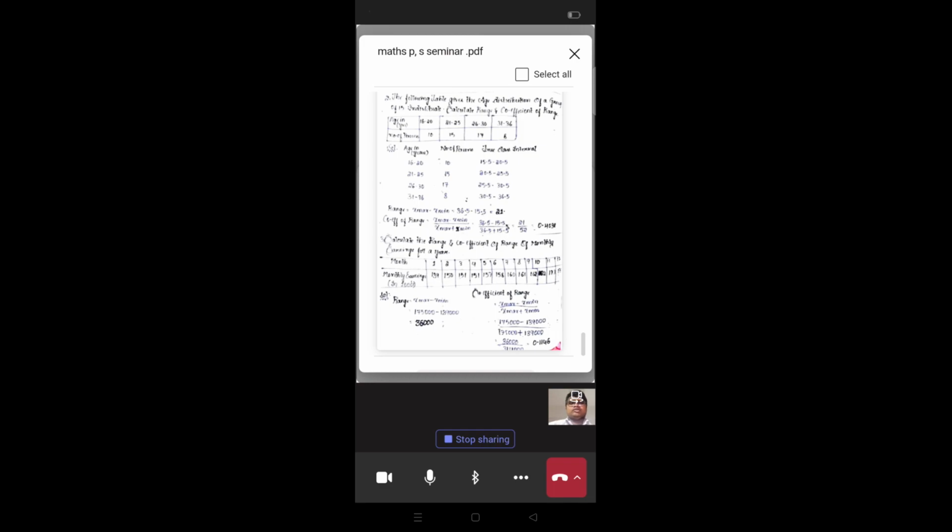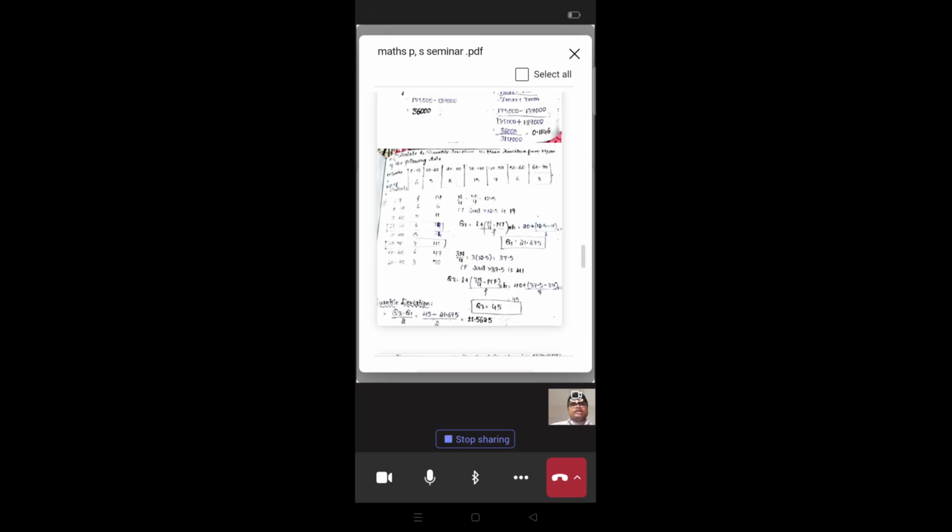So let us move to the coefficient of dispersion of the range. In these classes, the highest is 36.5 and the smallest is 15.5. The coefficient of range is x max minus x min by x max plus x min, which is 36.5 minus 15.5 by 36.5 plus 15.5, equals 21 by 52, equals 0.4034. This is the answer.